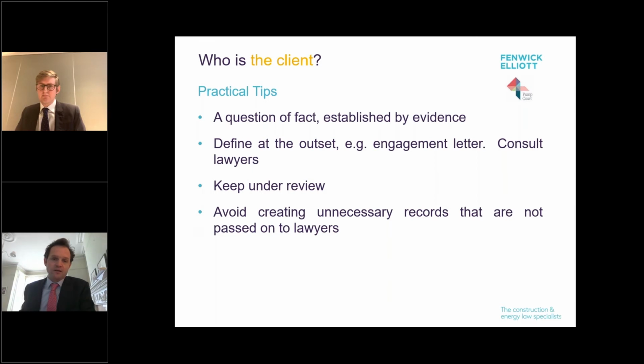Just to reiterate, it's only those individuals. So it could be that very senior individuals are not within that core client, and therefore their communications won't be privileged. That was the case in the Three Rivers decision, that the governor of the Bank of England was not, his communications with Freshfields, who were working on the Bingham inquiry with the Bank of England, were not privileged because he was not tasked with giving and receiving legal advice. It didn't matter that he was top dog. So that's something that you need to define, keep under review, and just avoid creating unnecessary records, I think, so that you can get over those challenges that I mentioned.